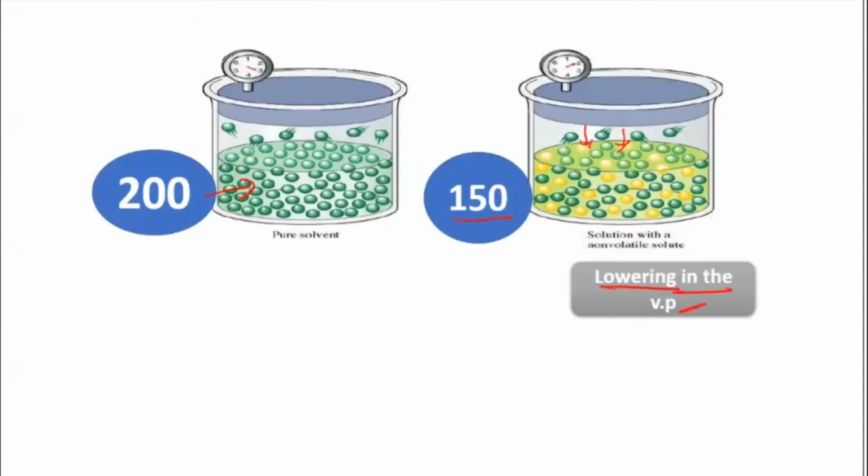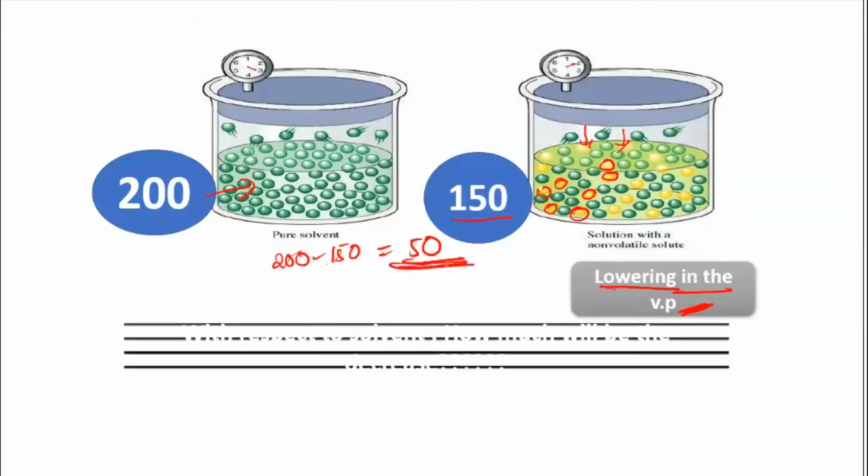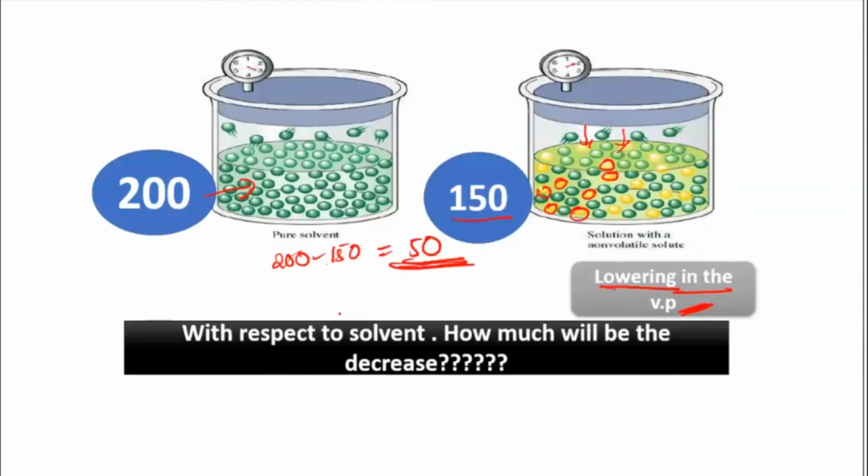Lowering in vapor pressure means how much decrease has happened due to the presence of these solute particles. Because of the presence of this solute particle, how much decrease in the vapor pressure has happened, that is called lowering in vapor pressure. So if I do 200 minus 150, I will get 50 as the answer. So this is lowering in vapor pressure. I have subtracted the pressure of the solution from the pressure of the pure solvent. Now with respect to the solvent, how much decrease will happen?